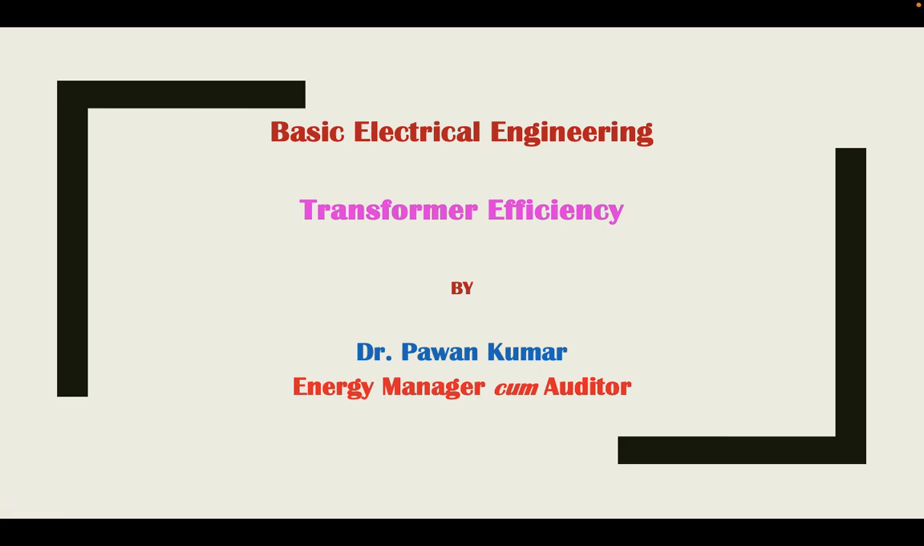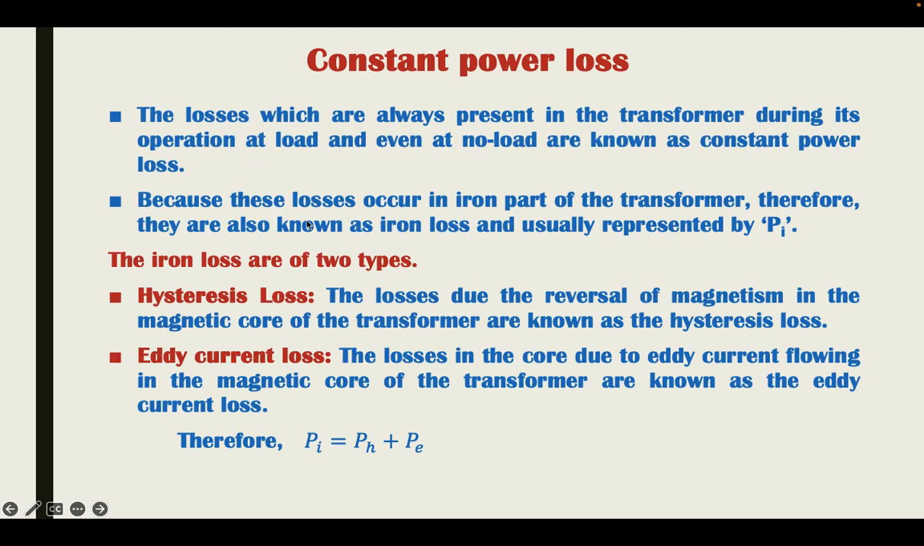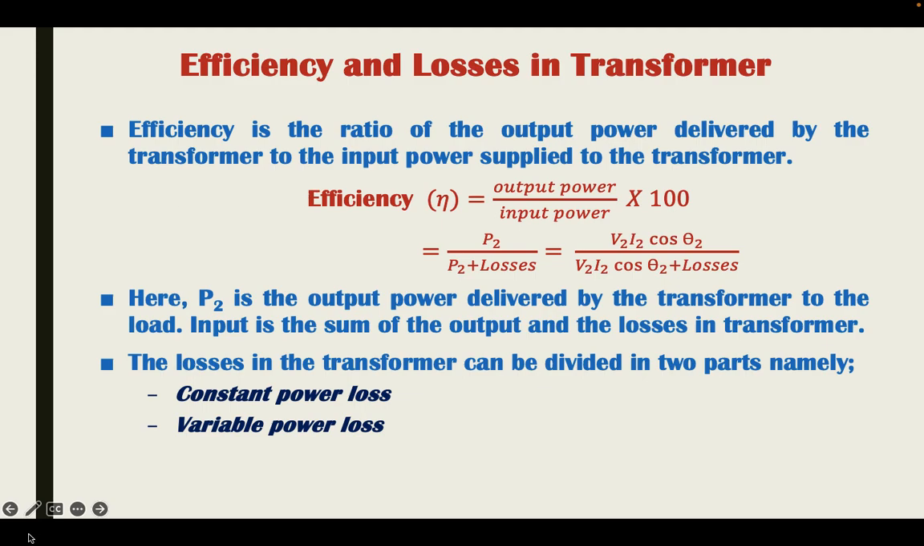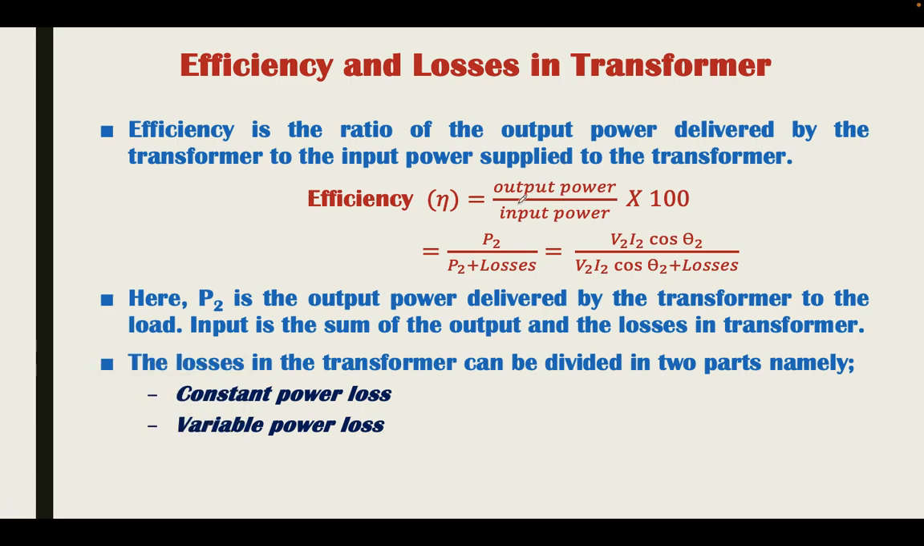Going to discuss transformer efficiency. Efficiency, by definition, is the ratio of output to input. In a transformer, it is the output delivered by the transformer to the input supplied to the transformer. Therefore, the transformer efficiency is described as output over input, and input is output plus loss.